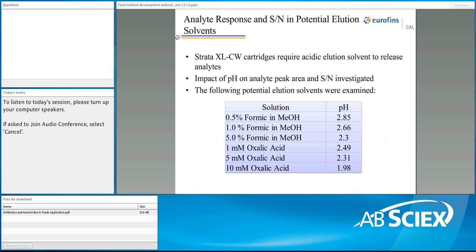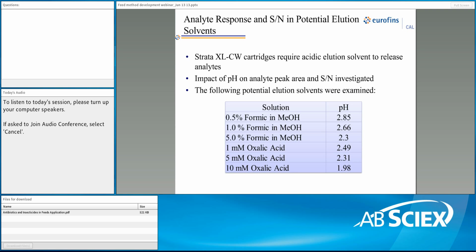So the first set I'm going to talk about is the analyte response to signal to noise and potential elution solvents. The SPE cartridges we're using are the Phenomenex Strata XL-CW, and these require an acidic elution solvent to release the analytes. So we knew that we would have to look at the impact of pH on our analytes on the instrument. So we evaluated in terms of peak area and signal to noise.